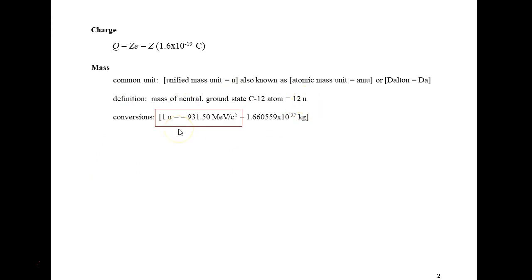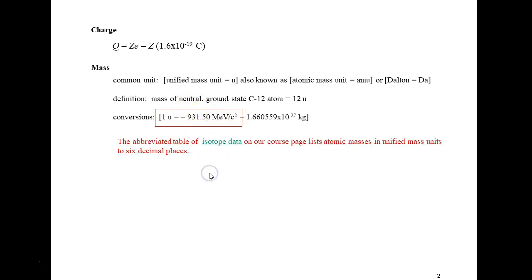Now here's a handy conversion factor that we're going to use a lot. One unified mass unit is equal to this number of kilograms, but that's not the one we're going to use. We're going to use this fact: if we express the mass in MeV per c squared units, one unified mass unit is 931.5 MeV per c squared. You'll see how we use this conversion over and over and over again.